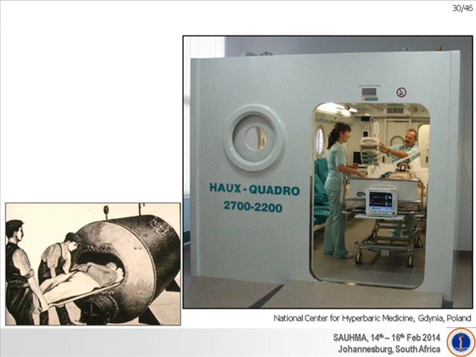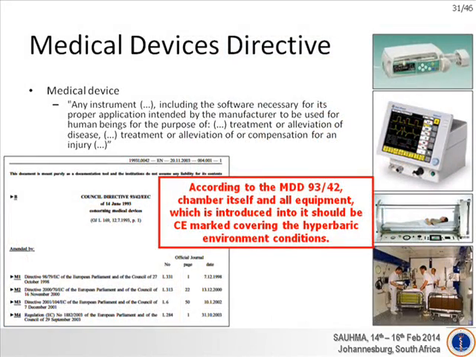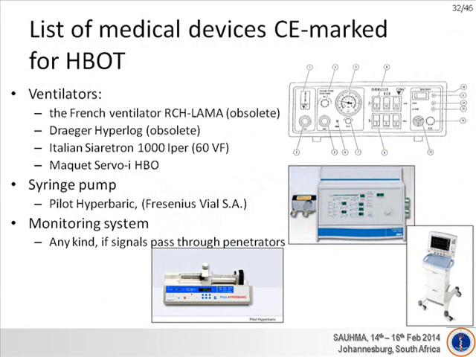I would like to remind you shortly that according to the Medical Device Directive in Europe, the chamber itself and all equipment which is introduced into it should be CE marked, covering the hyperbaric environmental condition. CE mark means something from French, but in fact a lot of people say that it means China Export. Nevertheless, the CE marking symbol means that this device could be freely moved inside the European Union and declares conformity with the safety regulations, with some norms and at least directives.